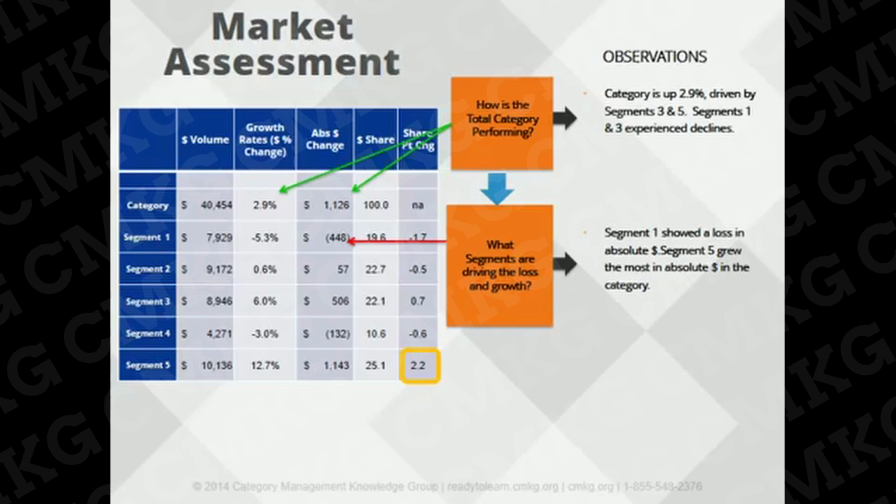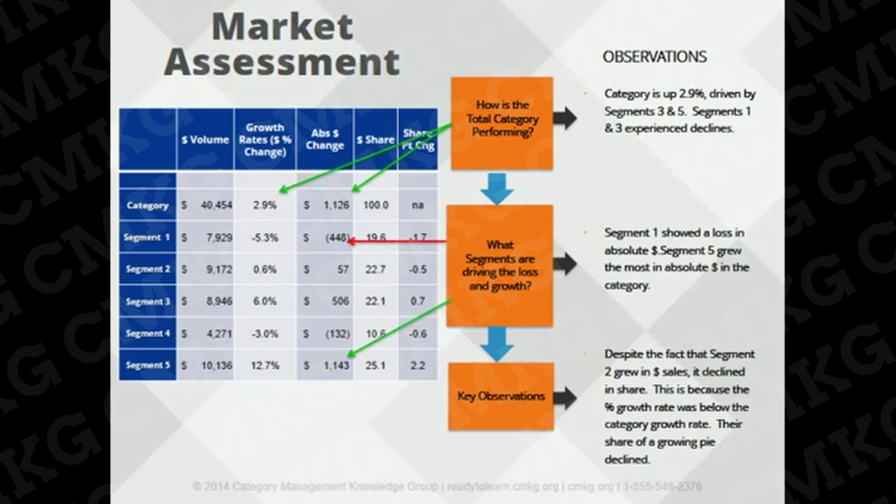It's important to remember that the sum of shares is always 100, so when one segment gains in share, another declines in share. But if a segment loses share, it doesn't mean it's not growing in dollar sales. Let's look at an example with Segment 2, up 0.6% in dollar sales, but losing 0.5 share points. This is because the growth in the segment is behind the growth in the category, so they're losing share in a growing pie. I've now captured my key insights from this retailer analysis.